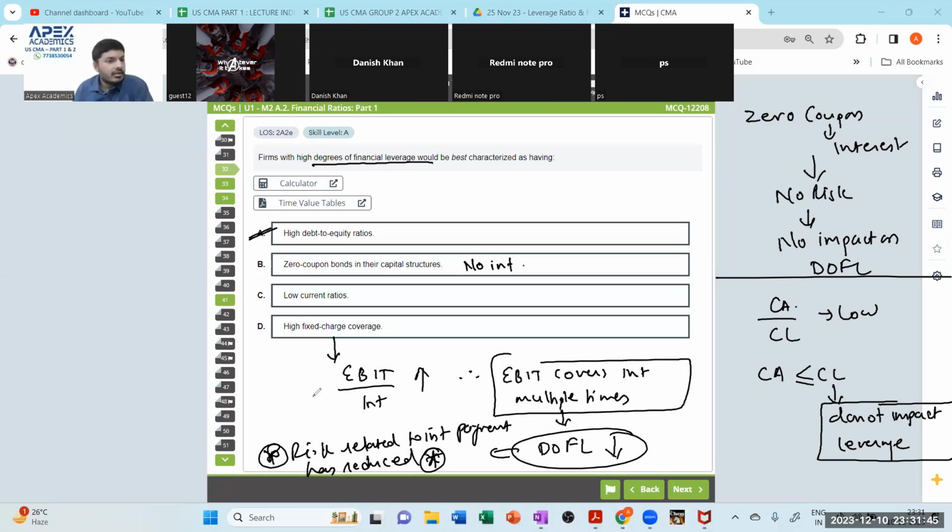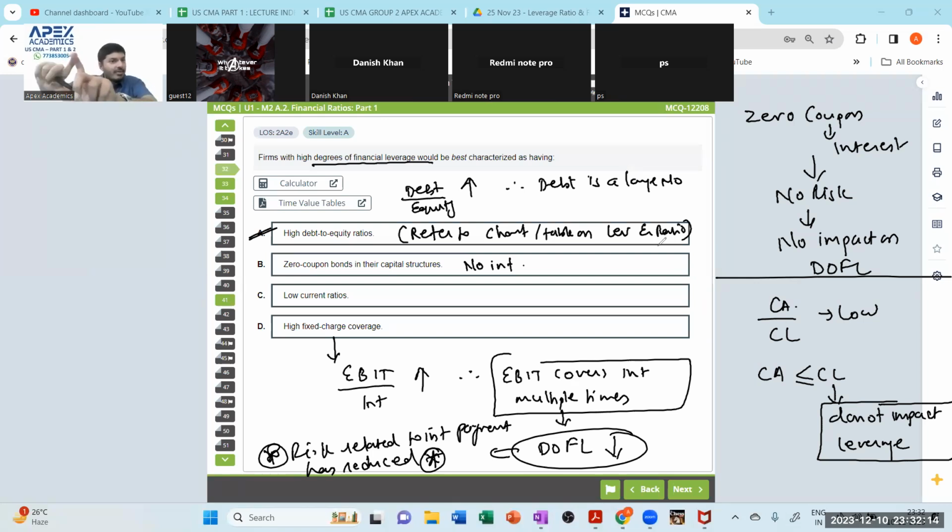So if there is a high debt to equity ratio, means debt upon equity is high, therefore obviously debt is a large number. For this, refer to the chart or table on leverage and ratios. Remember the table I wrote on the MCQ side.